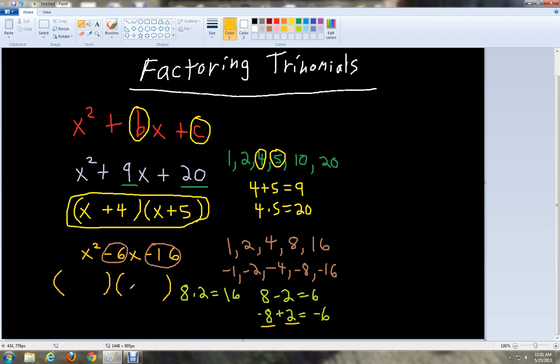So when we factor, we'll have x squared. That's just x and x. And then our factors of negative 16 that add up to negative 6 are going to be these two numbers. So minus 8 and plus 2. So our answer is x minus 8 times x plus 2.